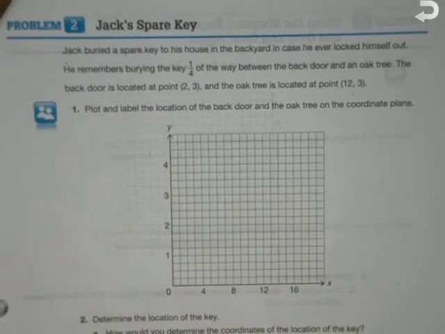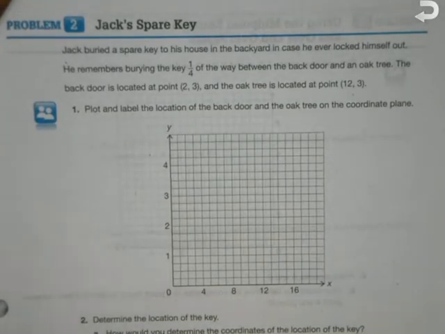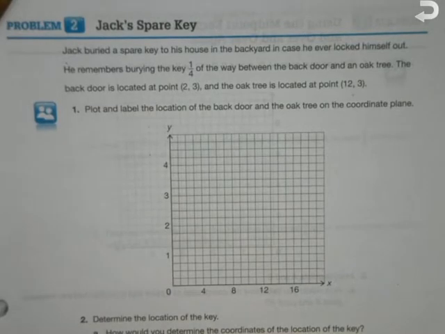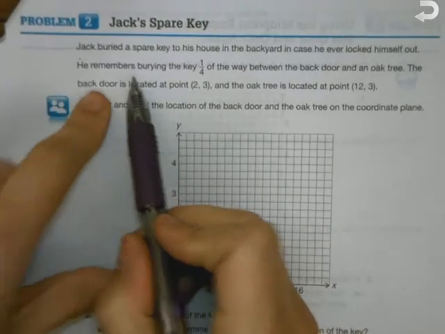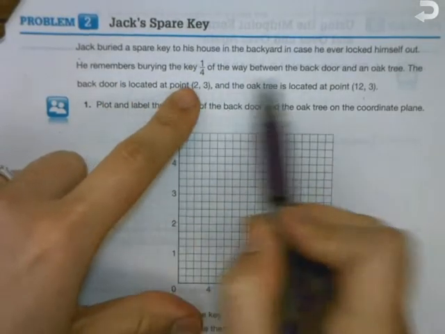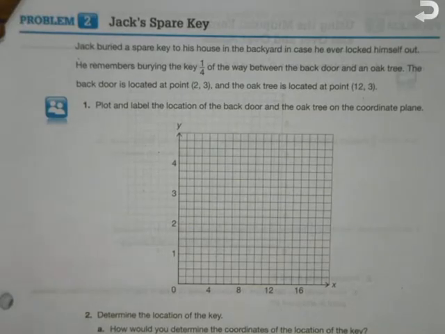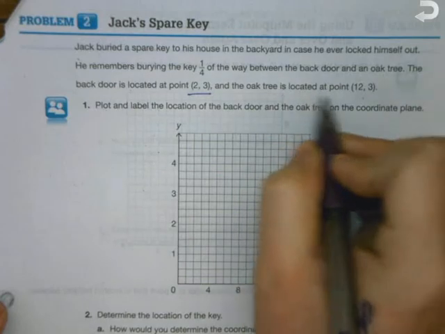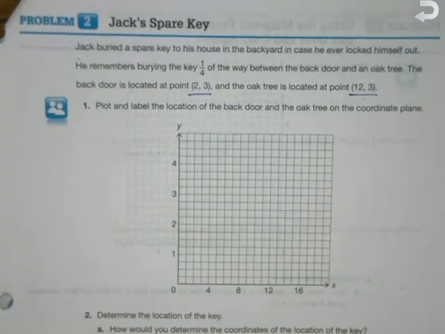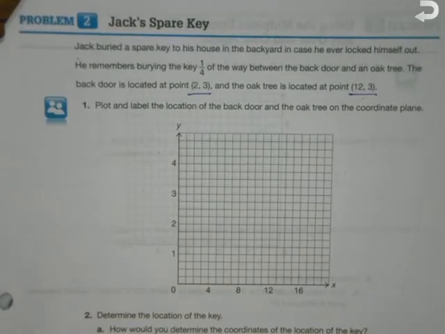Okay, so we have Jack, and he was not a smart boy. He buried his spare key in the backyard in case he ever locked himself out. And then guess what? He locked himself out, and he also lost the keys. But he remembered that he buried the key 1/4 of the way between the back door and the oak tree. And the location of the back door and the oak tree are at (2, 3) and (12, 3) respectively. So, you should have read the problem and graphed the back door and the oak tree.